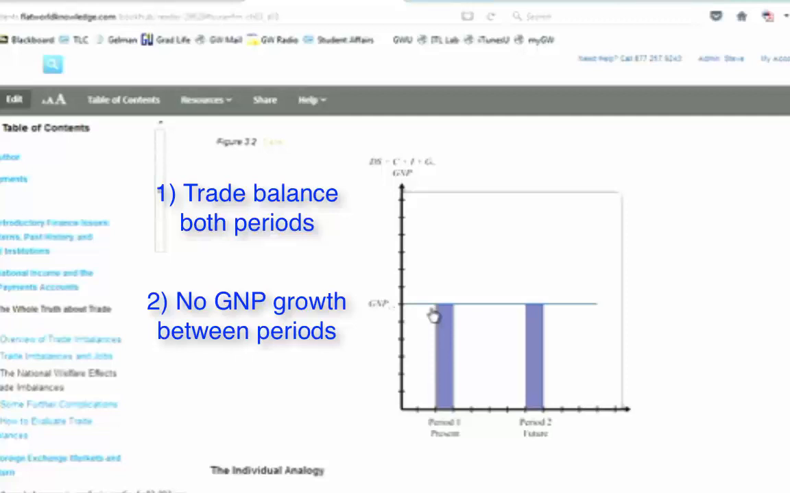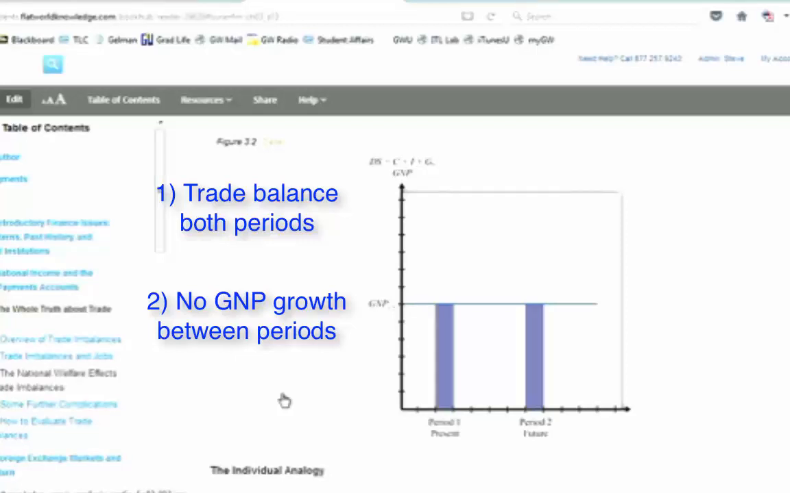So here's what it looks like. First period, we consume exactly equal to what we produce as a nation because there's no trade imbalance. In the second period, we do exactly the same. There's no trade imbalance. And so we consume what we produce, and continue to stay at the same size.